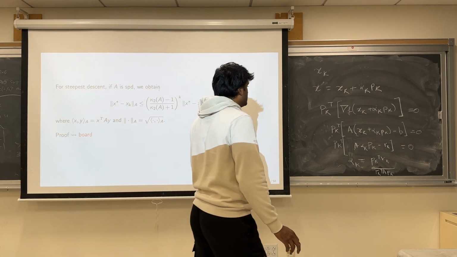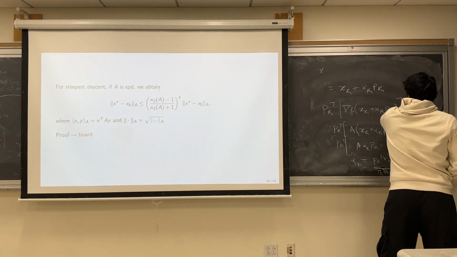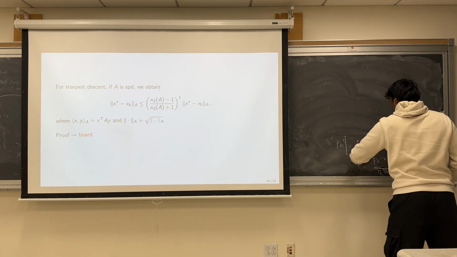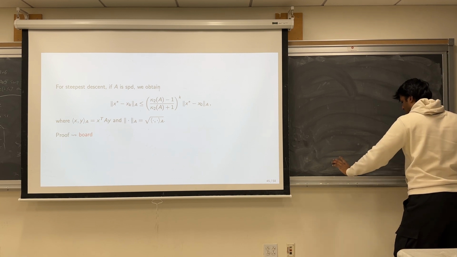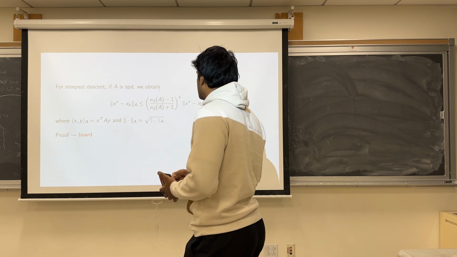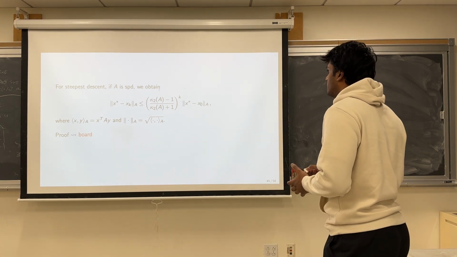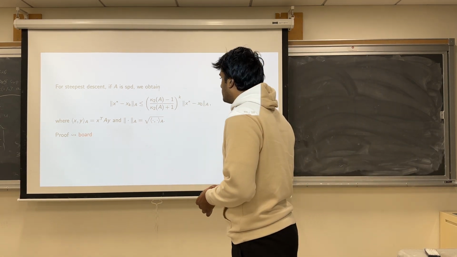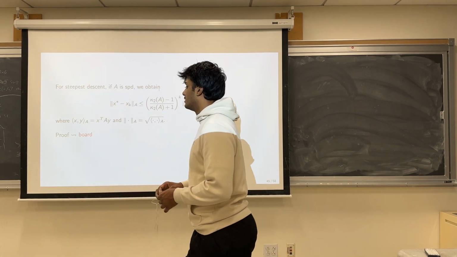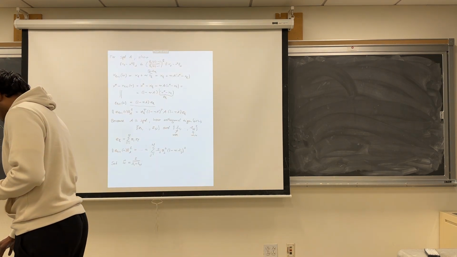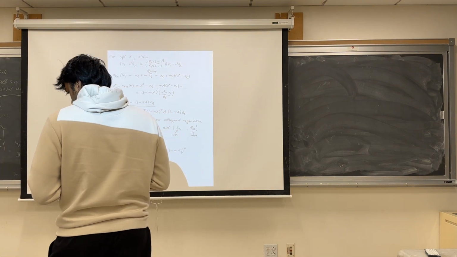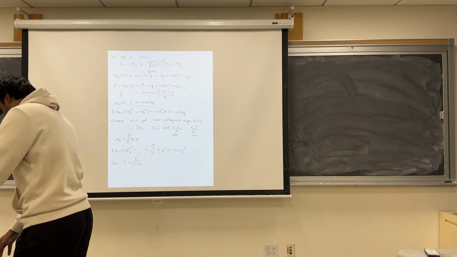For the steepest descent, if A is SPD, we obtain this relation. Why, bro? Can you prove it to me? No? Then I don't want to talk to you. Proof is boring. I am bored. Alright, stop it. You're not funny. You're very funny.